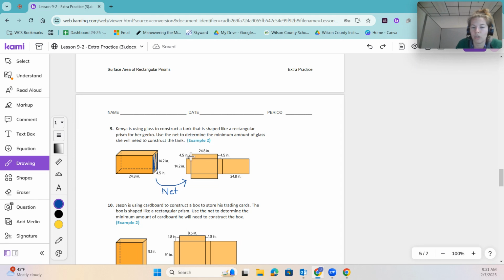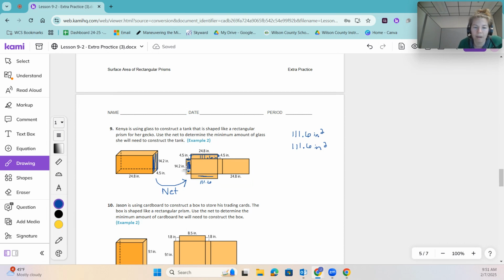For a rectangle we find area by length times width. For this one here, we're going to have 4.5 as my height and 24.8 here. And notice this rectangle on this side is exactly the same. So we do 4.5 times 24.8, and we have an area of 111.6 inches squared. And this one here is also 111.6. So I'm going to write these off to the side: 111.6 inches squared, 111.6 inches squared.